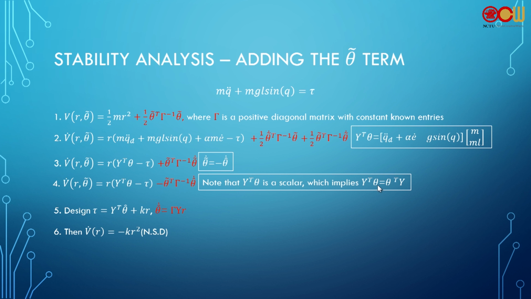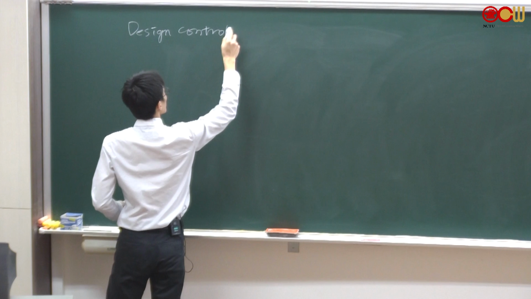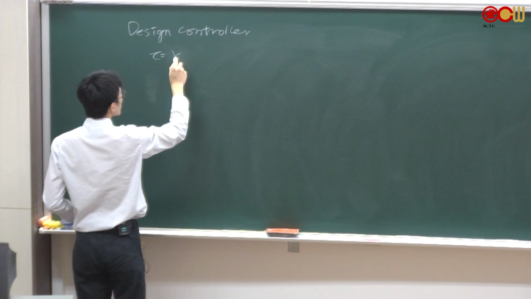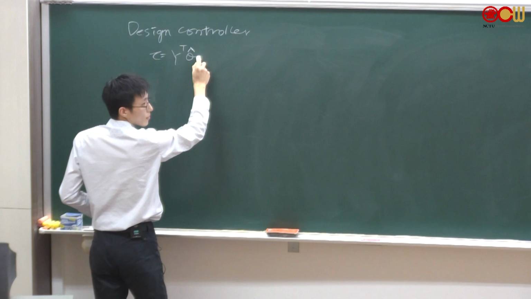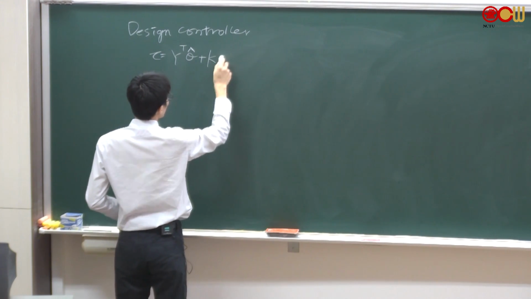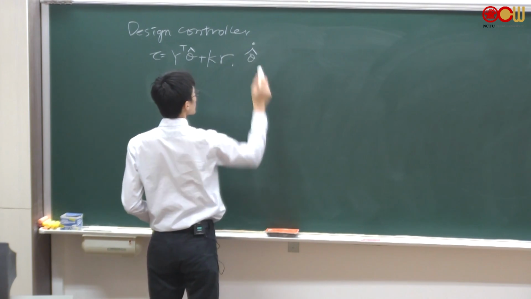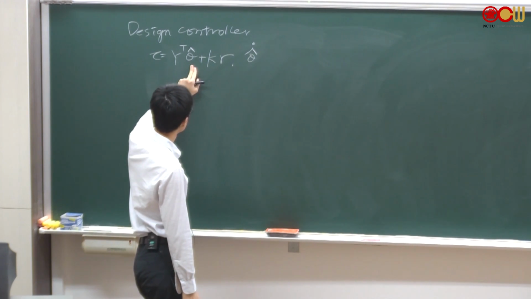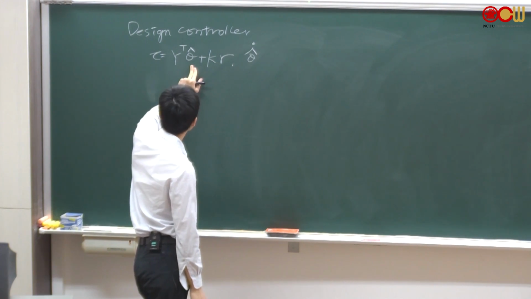How will you implement this? So now you design the adaptive controller as tau equal to Y transpose theta hat plus K R, and theta hat is a time variant signal that estimates the system parameters.